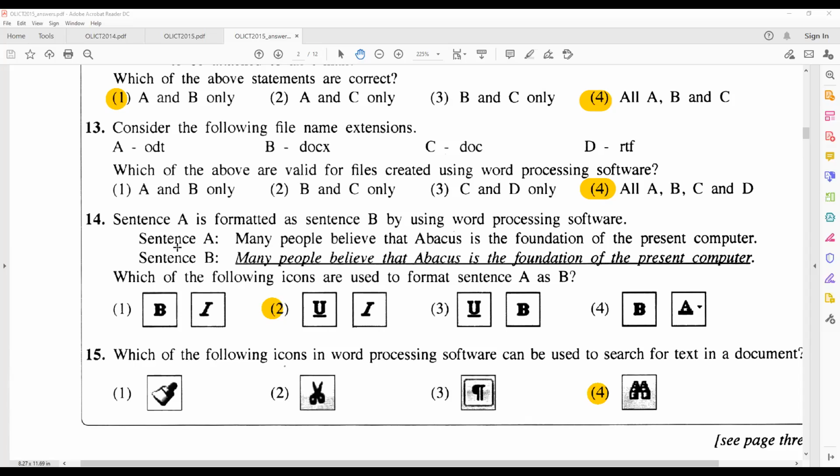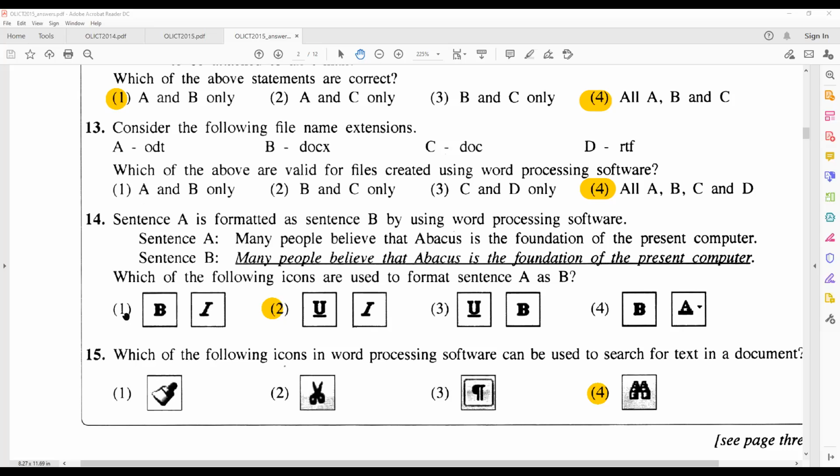Then RTF, when you represent something in WordPad, which is very similar to Word, you will get RTF. All these file extensions are used in word processing software. Right, the answer should be the fourth one.